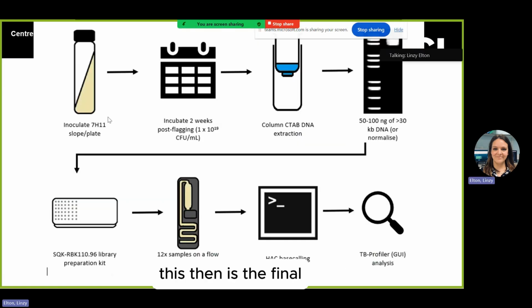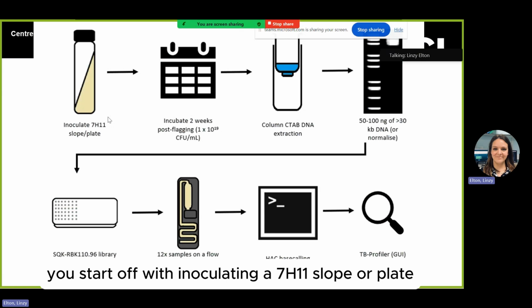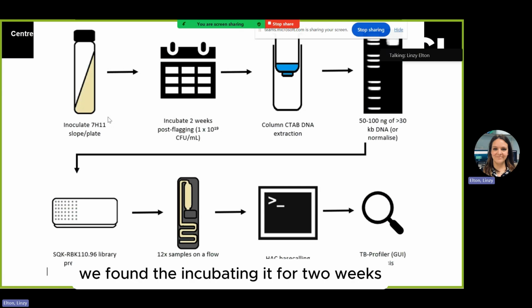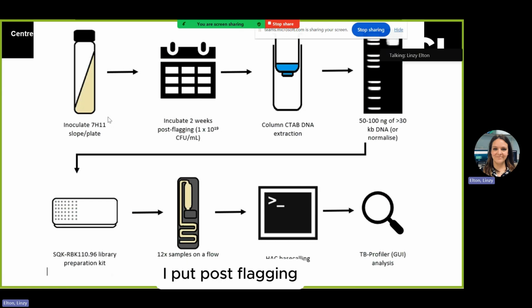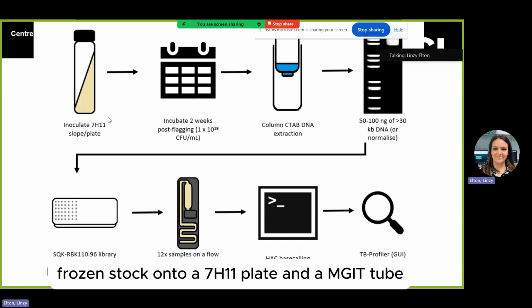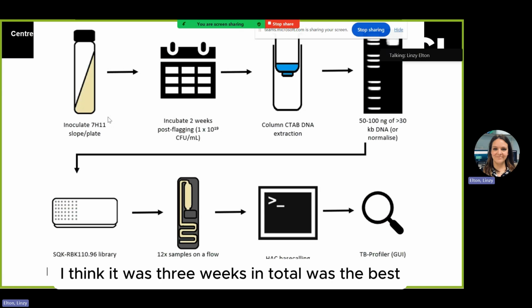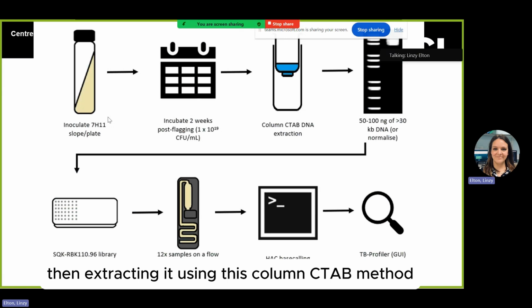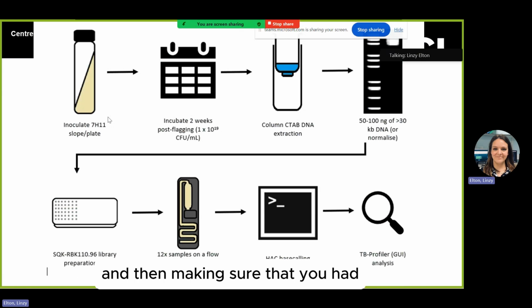This then is the final pipeline in its complete form. You start off with inoculating a 7H11 slope or plate so that you can get as much bacteria and therefore DNA as possible. We found that incubating it for 2 weeks post-flagging, and that's based on our MGIT cultures, so we put the same amounts of culture or frozen stock onto a 7H11 plate and a MGIT plate, and I think it was 3 weeks in total that was the best. It gave the optimal amount of growth. Then extracting it using this column CTAB method, and making sure that you had between 50 and 100 nanograms of at least 30 kb DNA was the best amount of DNA to use.